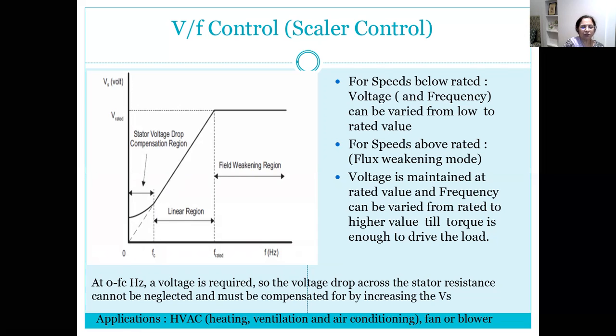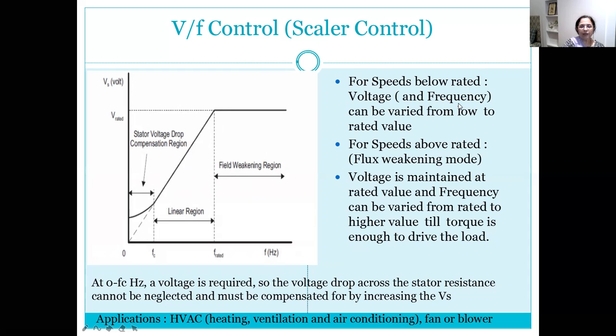So initial boost is required to start the motor, and then we can operate it at any desired speed by maintaining the V by F ratio constant. This is how this V by F control will operate. Okay, so these are specific things given.